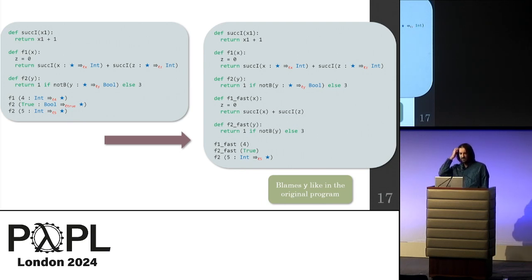So in this program on the left, there's this bottom call to F2 that fails. Let's see if I can highlight that. Over here, because it's passing an integer into this function, and then it eventually gets dynamically checked against Boolean. So that should fail and it should blame. So when you're optimizing, you still want the same behavior.